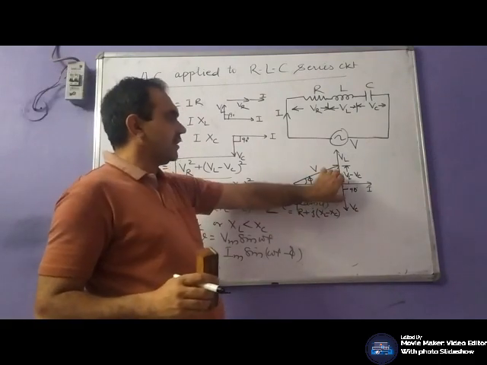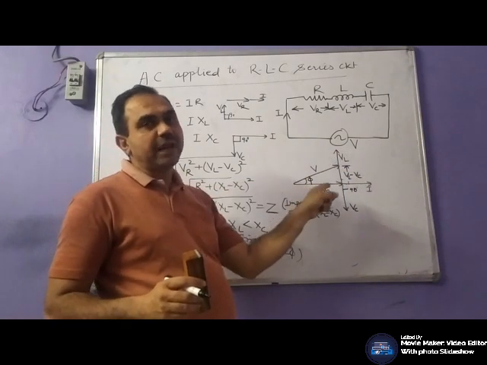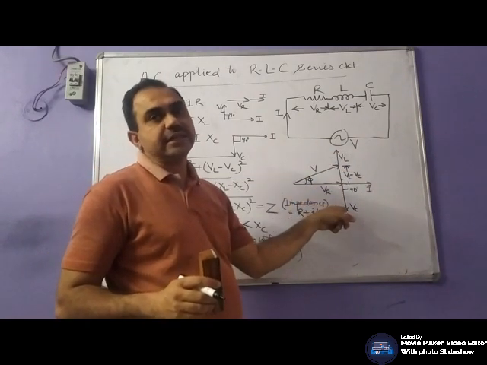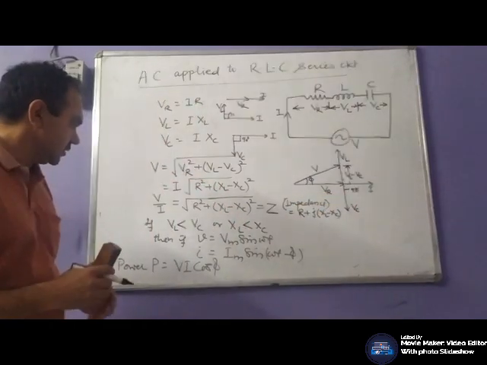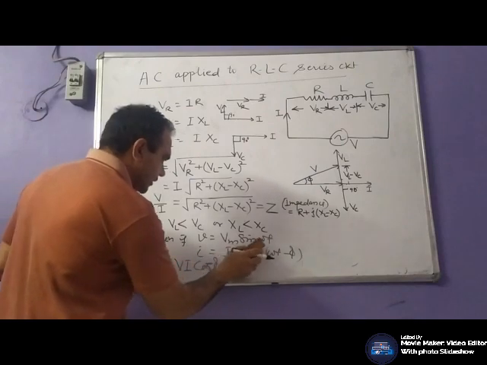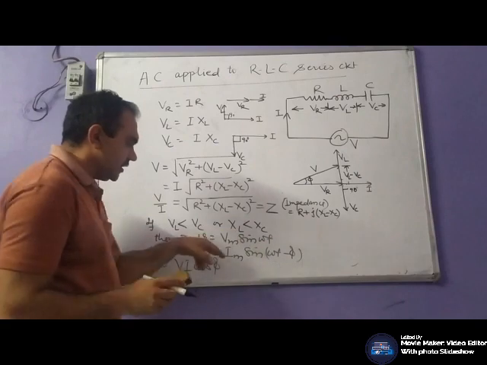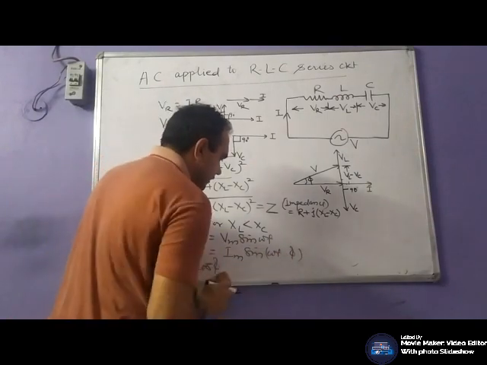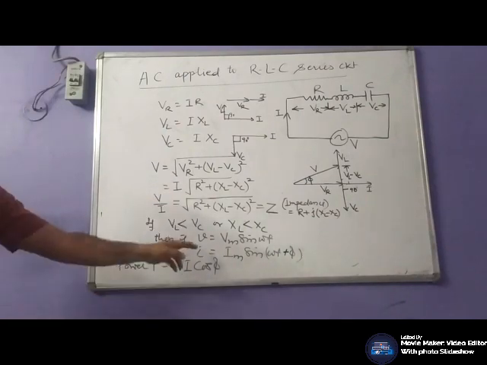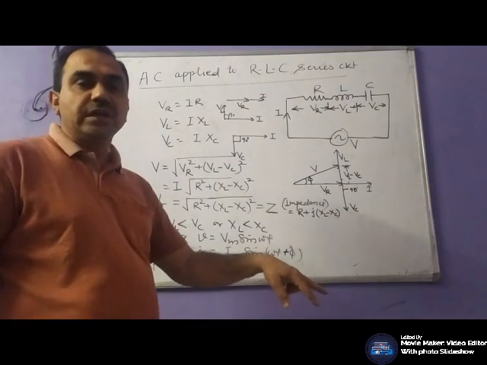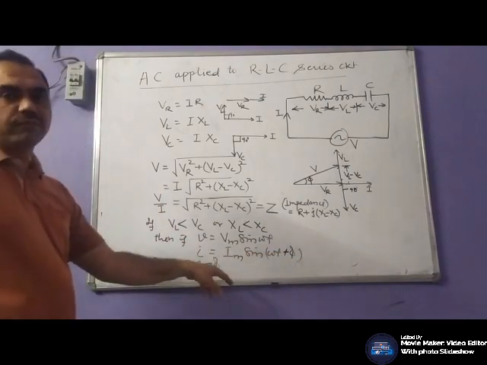Now, if your VL is lesser than VC or XL is lesser than XC, means XC dominates. That means you have the value on the OY dash axis, or the operator would be multiplied with minus j. Means j cube means minus j. Then if your applied voltage is Vm sin of omega t, your current would be sin of omega t plus phi. And if you solve it for power, as in case of RC series circuit, your power would be VI cos of phi.